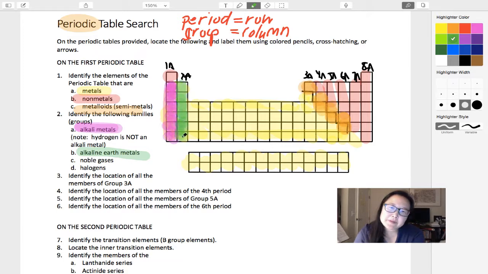So a lot of people have trouble remembering alkali metals versus alkaline earth metals. They both have the word alkali in them. So I remember specifically calcium, limestone, earth. Okay, so that sort of helps a little bit.